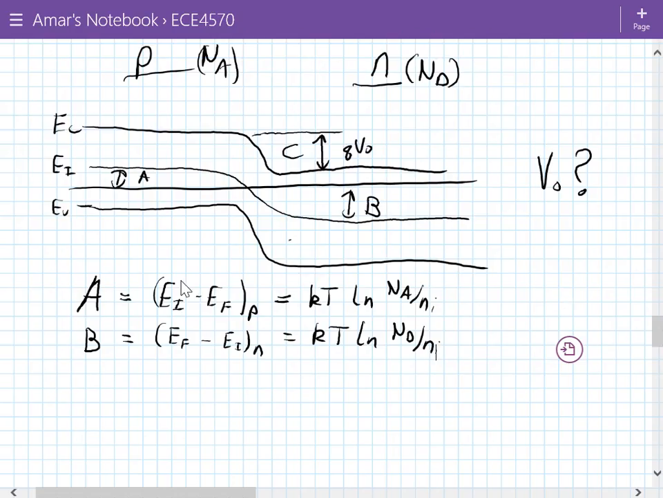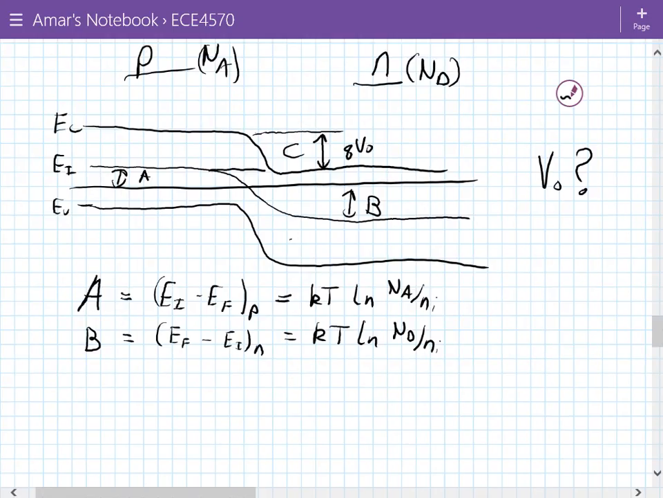In other words, however much bending you have in EI, A plus B, will be this distance here. It's the amount of bending in EI. Because the three lines run parallel to each other, the amount of bending in EC is the same as the amount of bending in EI, and the same as in EV. So this distance C is going to be equal to A plus B.